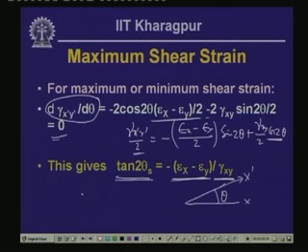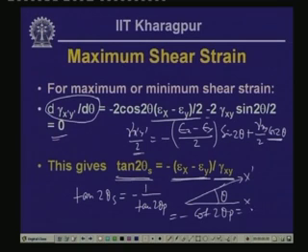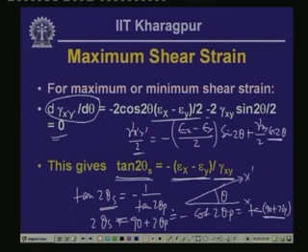So, we can in general write that tan 2 theta s is nothing but equal to minus 1 by tan 2 theta p, which is equal to minus cot of 2 theta p, and this we can write as tan of 90 plus 2 theta p. So, 2 theta s is equal to 90 plus 2 theta p. Hence, theta s is equal to 45 degrees plus theta p.